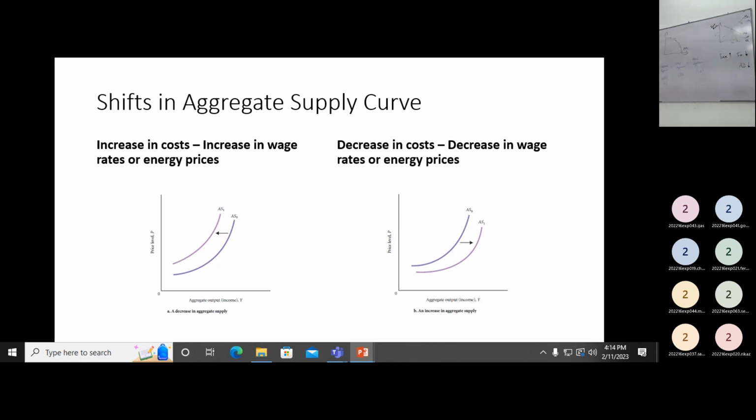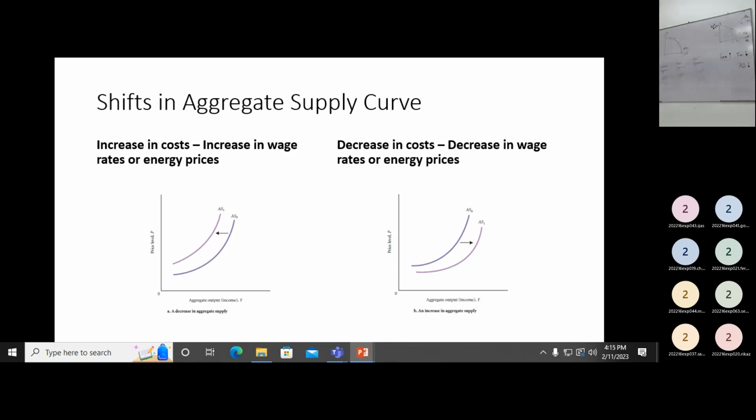This happened even in Sri Lanka some time back when energy prices increased and there was so much pressure on businesses and industries, they reduced their supply. So aggregate supply reduces, and you can see a leftward shift. On the other hand, if there's a decrease in cost, if energy prices or wage rates decrease, suppliers get more encouraged and motivated, and they will expand their supply. So aggregate supply will expand. That is what is shown here. Is that clear? That's quite easy.